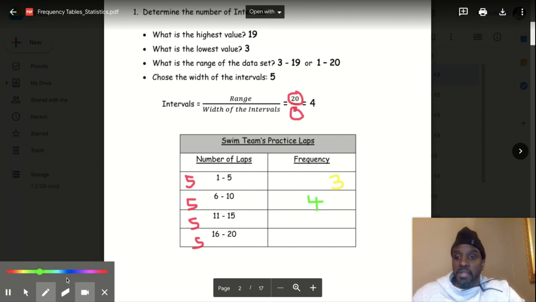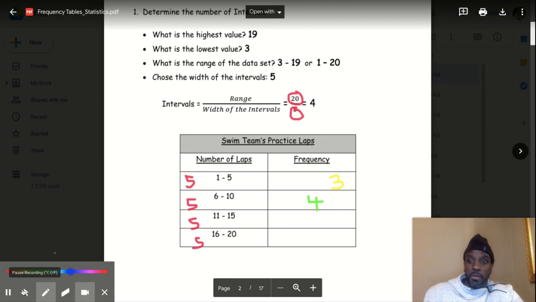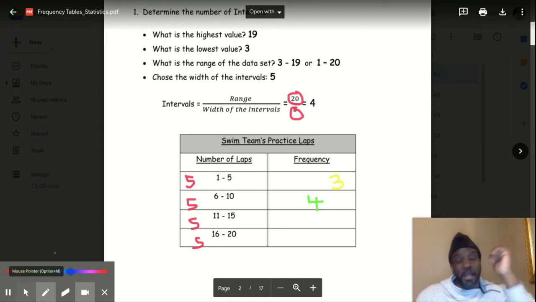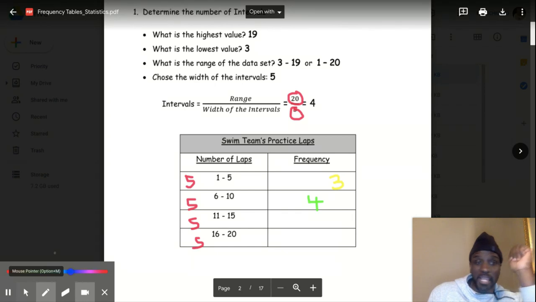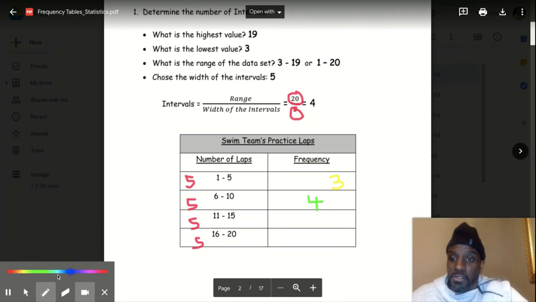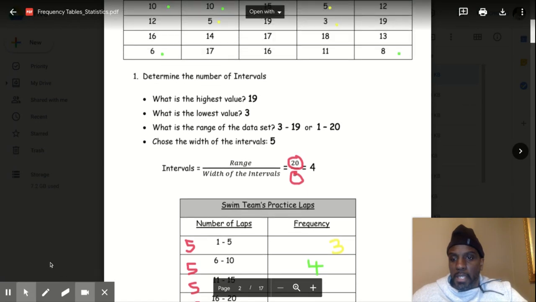Now, the next one I want to do in blue, and I want you to do it ahead of me. Pause the video and count the number of people. How many times do you see someone that did 11 to 15 laps? You can pause it and do it yourself and then play the video and see if you're correct. I'm going to pretend that you paused it and I hope that you did.